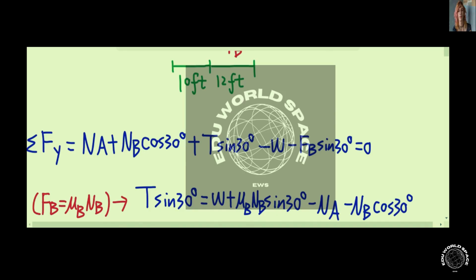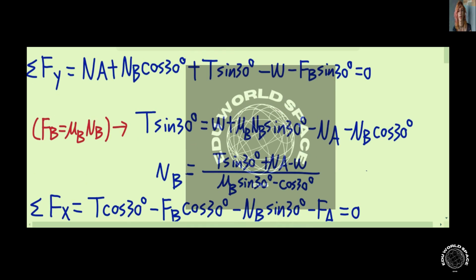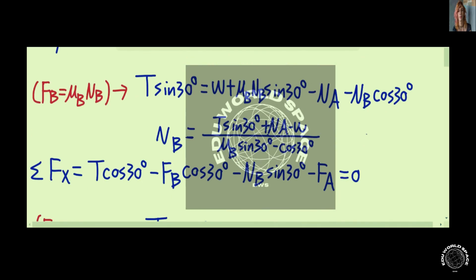So if we substitute mu B NB for FB, we have such an equation here: T sine 30 degree is equal to W plus mu B NB sine 30 degree minus NA minus NB cosine 30 degree. So we have NB is equal to (T sine 30 degree plus NA minus W) over (mu B times sine 30 degree minus cosine 30 degree).